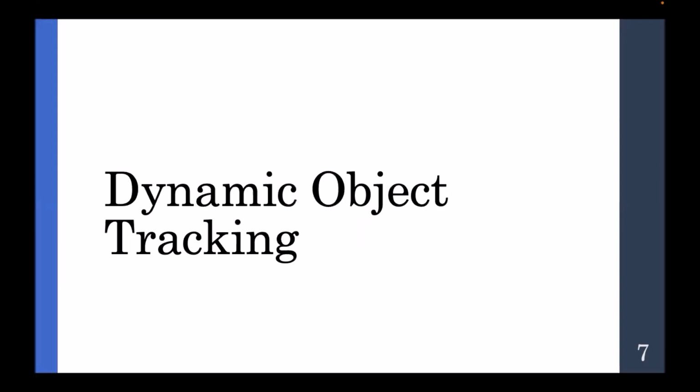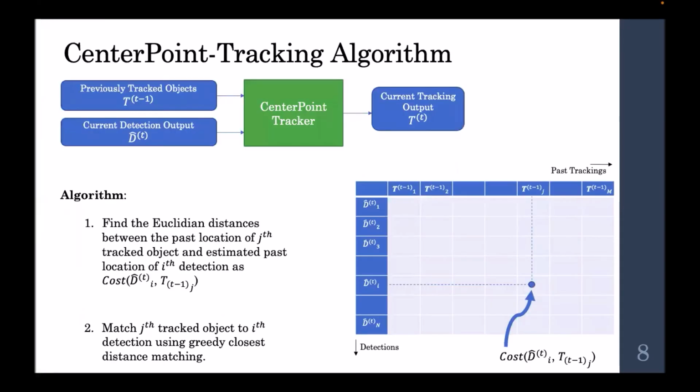Now, let's move on towards tracking. We use the tracking algorithm of CenterPoint, which uses the Euclidean distances between path location and estimated path location, as well as greedy closest distance matching. A unique tracking ID is given to each object across consecutive frames.